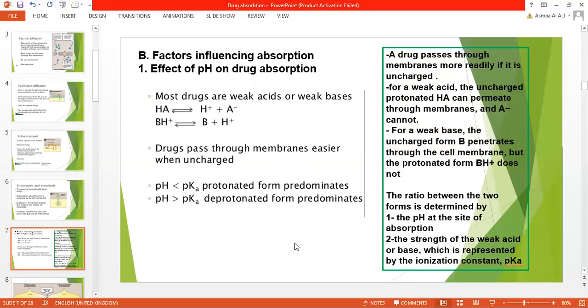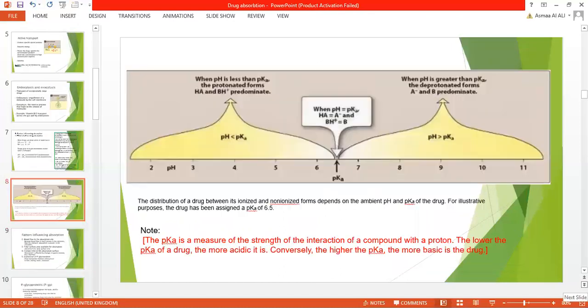For example, if pH is smaller than pKa, the protonated form predominates. If pH is larger than pKa, the unprotonated form predominates. And now we are talking about pKa. What is pKa? pKa is a measure of the strength of the interaction of a compound with a proton. The lower the pKa of a drug, the more acidic it is. Conversely, the higher the pKa, the more basic the drug is.